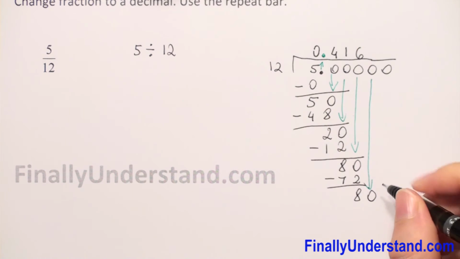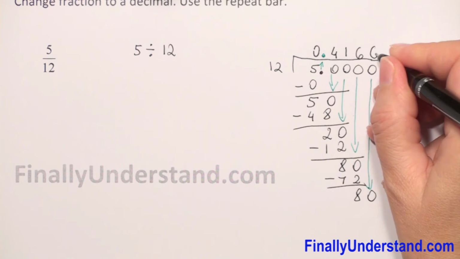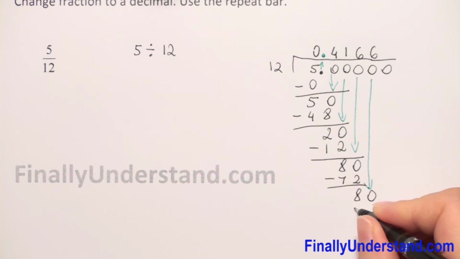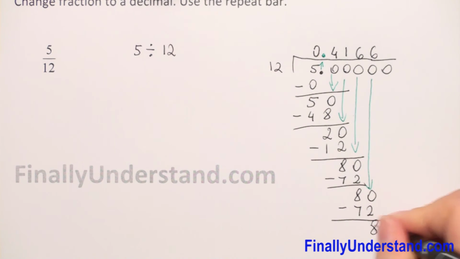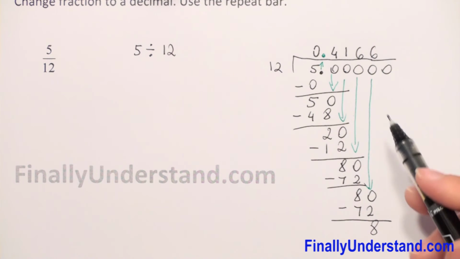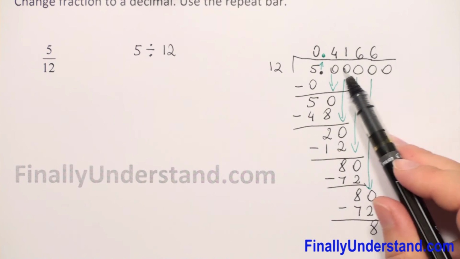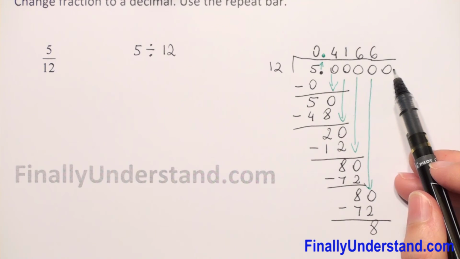So it will be 80 divided by 12 is 6. 6 times 12 is 72. Subtraction, and again we will have 8. So we see that our remainder is different than 0. We will still get 6. In our quotient, 6 repeats.